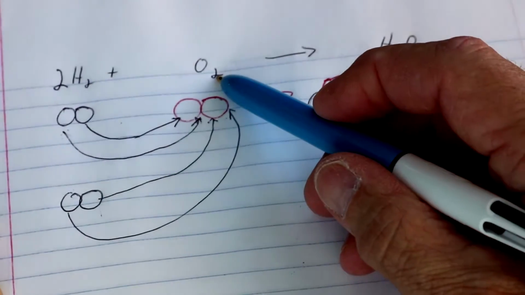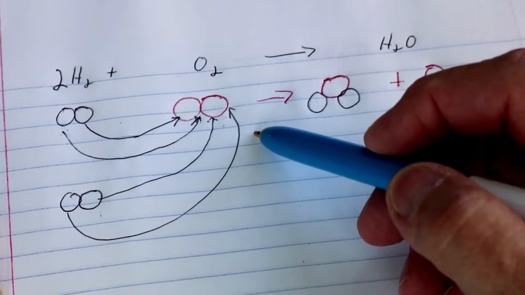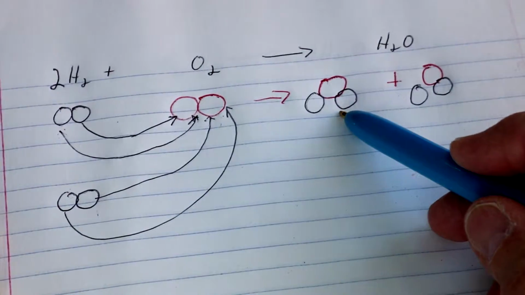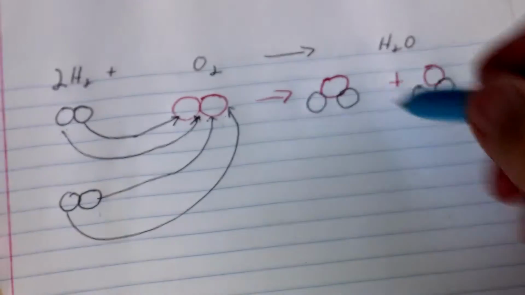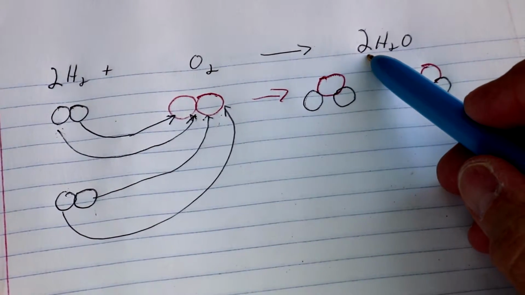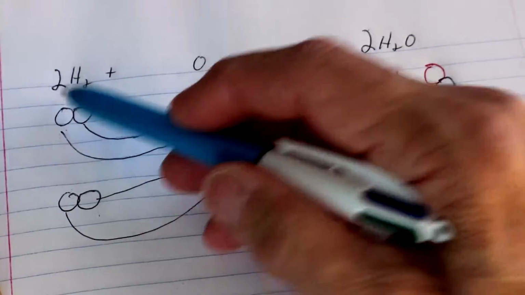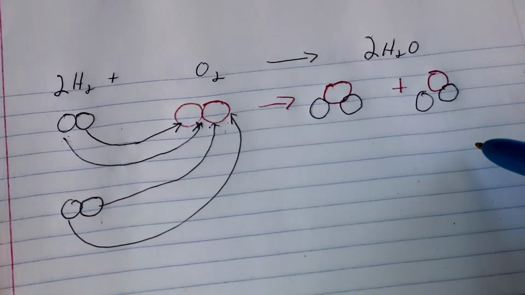Now there's only one oxygen molecule, so 1 suffices. And when you see nothing, that's understood to be 1. And over here on the product side, we have two water molecules, so we're going to represent a 2 here. These numbers I drew, this 2 and this 2, they are called coefficients, and they're used to balance chemical equations.